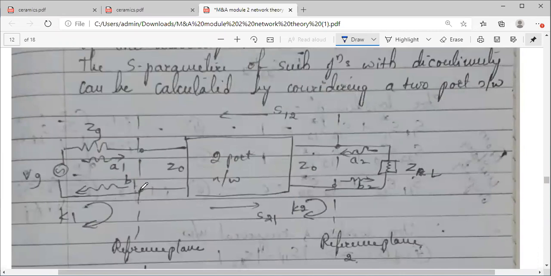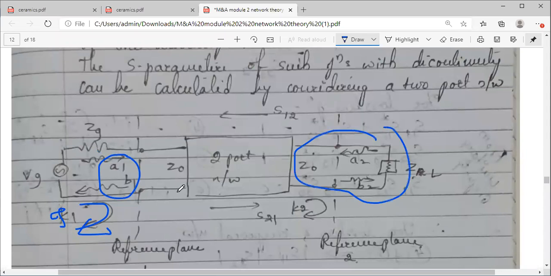So S11 indicates the ratio of B1 by A1. That is K1. Here I have taken K1. You can take tau1 and tau2, no issues. Similarly, if I take towards the second port, B2 by A2, I will get the reflection coefficient at port 2, that is K2. Fine. So I want to find these and the S parameters as well.